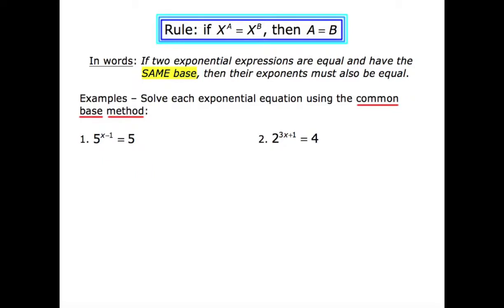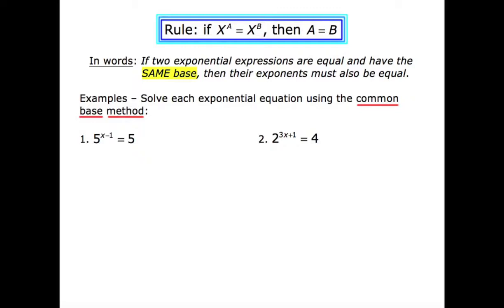Examples: solve each exponential equation using what's called the common base method. As we look at number 1, it says 5 to the power of x minus 1 equals 5. So in this problem, we have exponential expressions on either side, and we already have a common base.